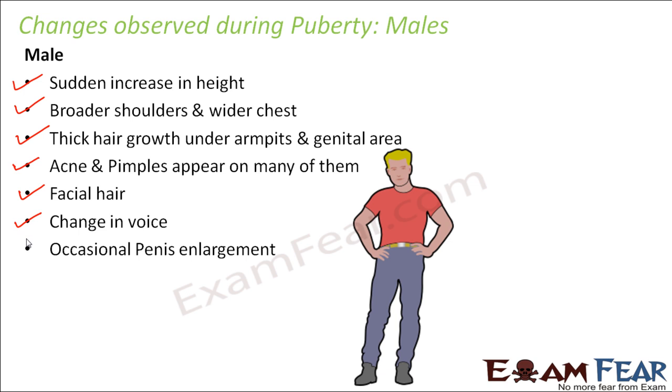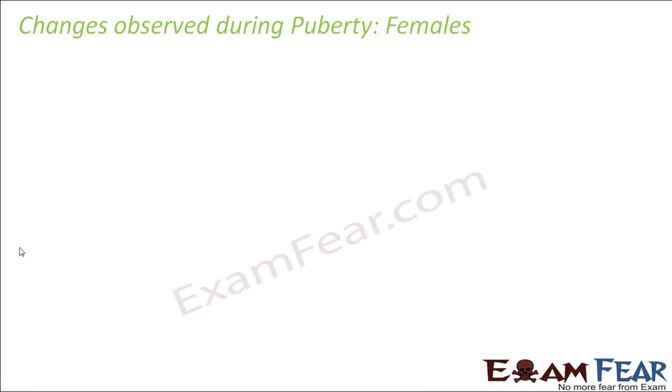Occasional penis enlargement. Now, we had learned in our previous lesson on reproduction that the penis is being muscular in nature. When it gets stimulated, it releases the sperms. So this stimulation of penis or the enlargement of penis happens, it doesn't happen since childhood. It starts happening only once the male enter into his reproductive phase. So these are some of the changes which take place in a male.